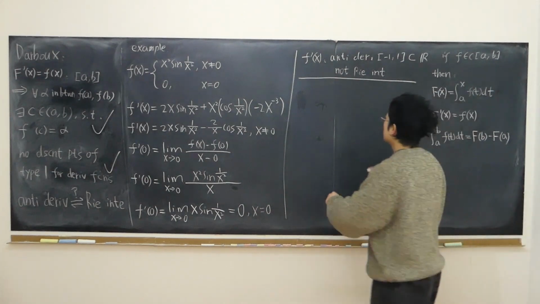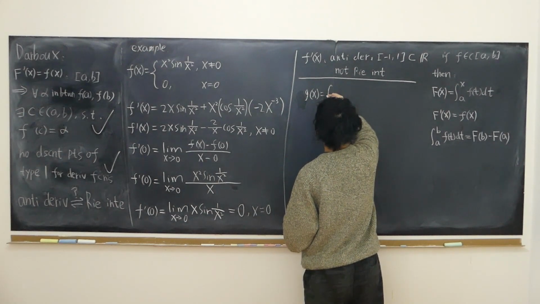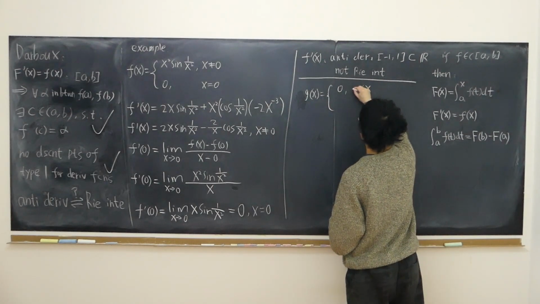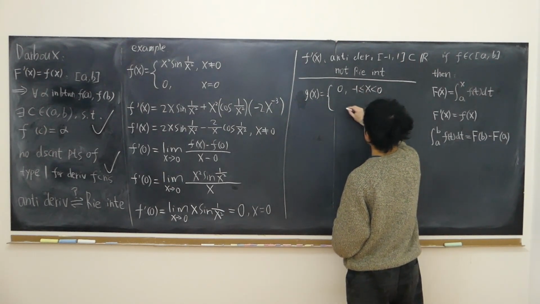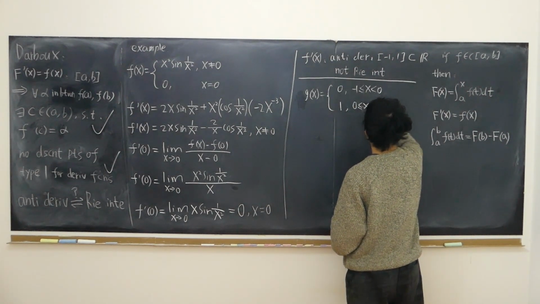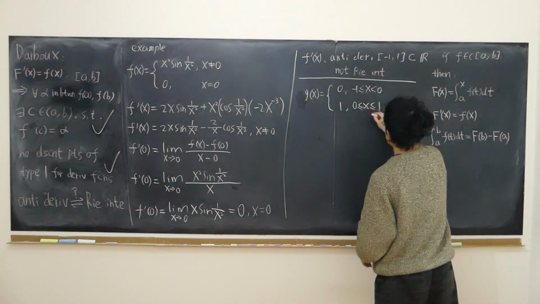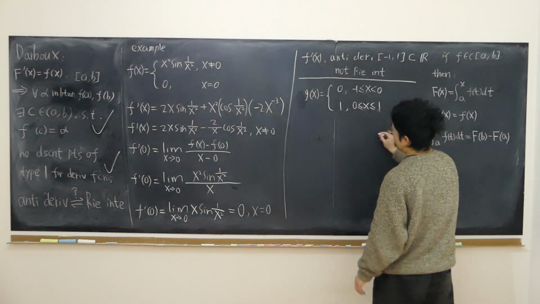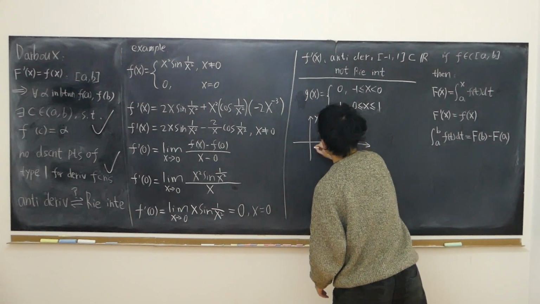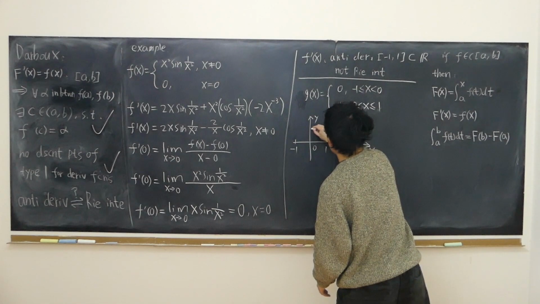Let's use g. So g of x is given by 0 when x is larger than or equal to negative 1, but smaller than 0. It's given by 1 when x is larger than or equal to 0 and smaller or equal to 1. So again, it's a piecewise function.